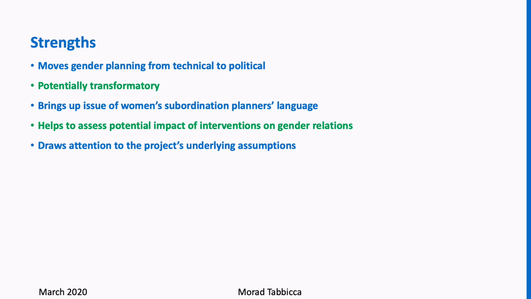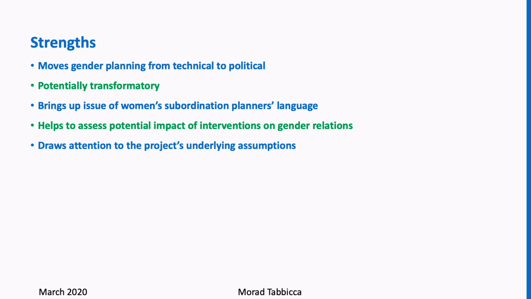So let us examine the strengths of the Moser framework. The Moser framework moves gender planning from a purely technical exercise to a political and technical one. And it is political because it brings the issue of women's subordination into the planning process. It is also potentially transformatory because it helps us assess the potential impact of interventions on gender relations, and because, if done right, it empowers women so that women can enjoy the same human rights as men.